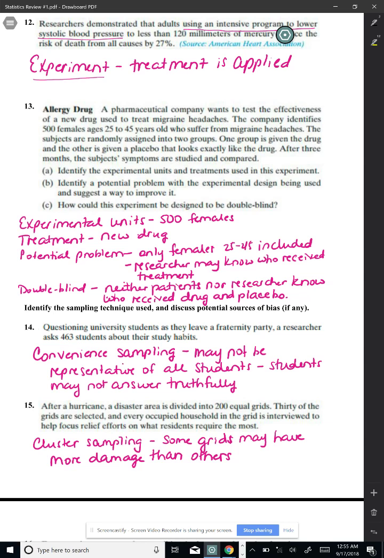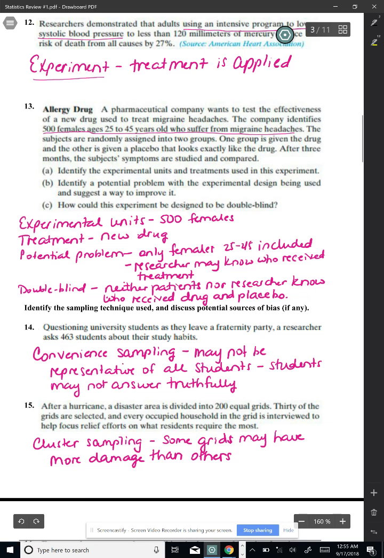On number 13, they're wanting you to analyze an experiment. So if you read through the question or the experiment that's being conducted, on A, they want you to identify the experimental units and treatments. The experimental units would be the 500 females aged 25 to 45 who suffer from migraines.